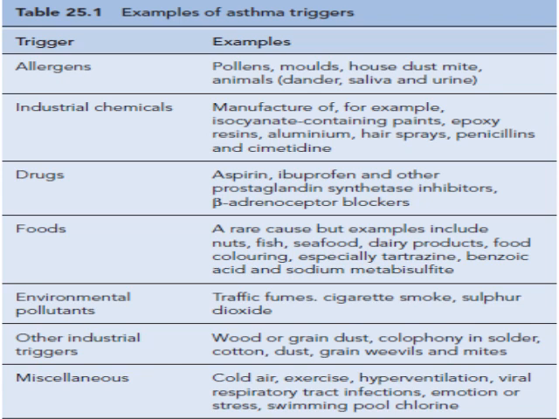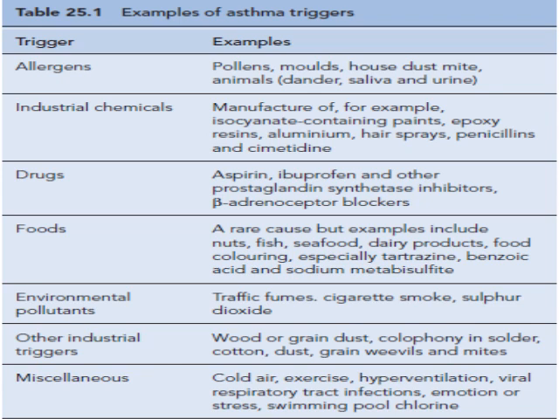You see this table presents different types of trigger factors and their examples, like allergens. Allergens include pollens, molds, house dust mites, and different types of house animals. Industrial chemicals, mainly isocyanates contained in paint, epoxy resin, aluminum, hairspray, and so on. Drugs, mainly aspirin, morphine, and other non-steroidal anti-inflammatories, prostaglandin synthase inhibitors, and also beta blockers.